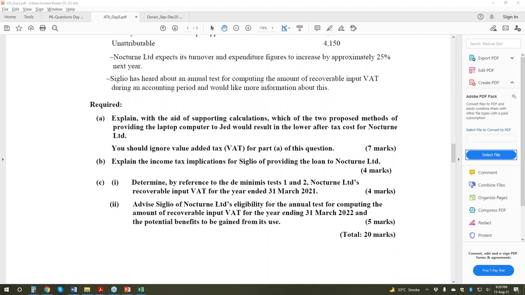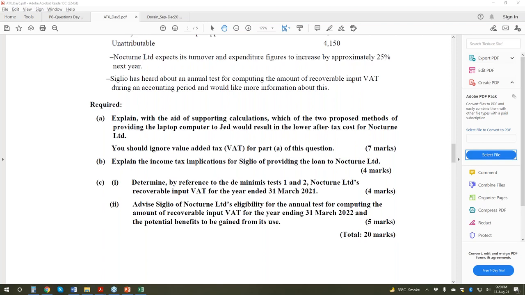Then in the second part, we need to explain the income tax implications for Siglo of providing the loan to Nocturne Limited. Okay, we have to check who Siglo is, who is providing the loan to Nocturne Limited. Is he a shareholder, a director, or what? Now, the requirement C: determine, by reference to the de minimis tests 1 and 2, Nocturne Limited's recoverable input VAT for the year ended 31st March 2021. Now guys, the de minimis tests are a topic of value added tax, and they are usually for the businesses that do both taxable sales and exempt sales.